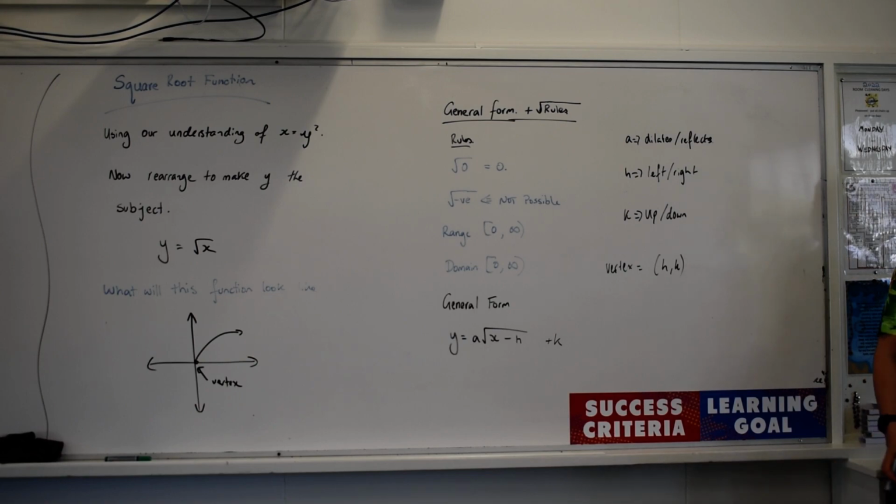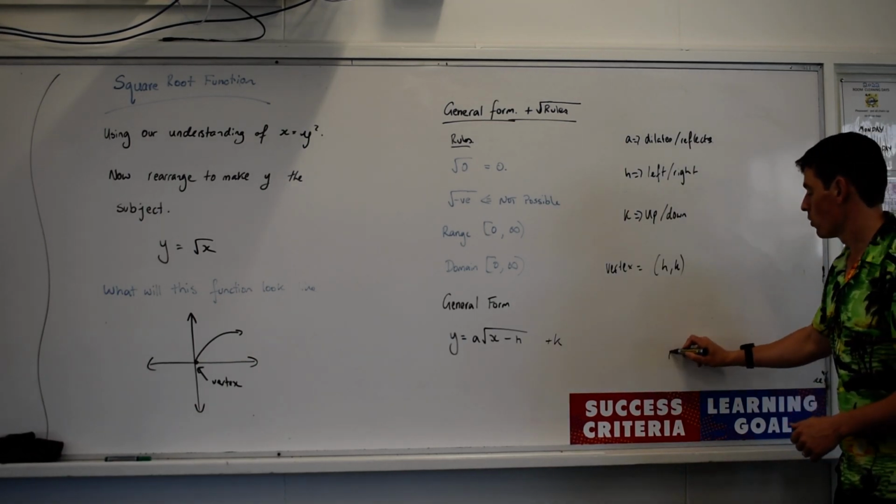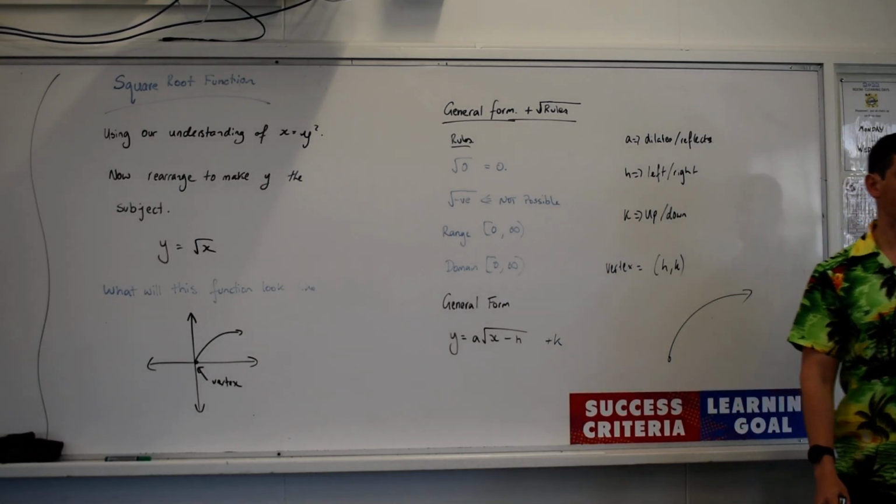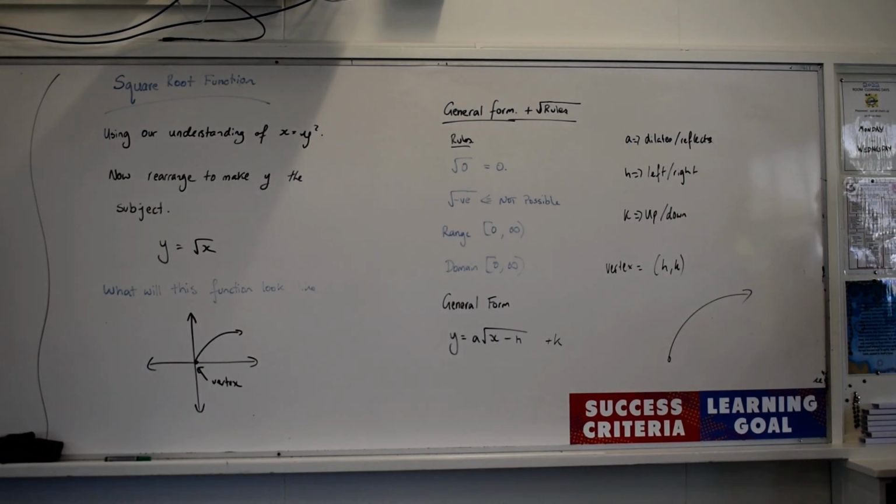Do we need any more instruction on that? Any questions? General shape is that wonky donkey where that is our vertex and that goes on forever. Cool? Awesome. Rip in.